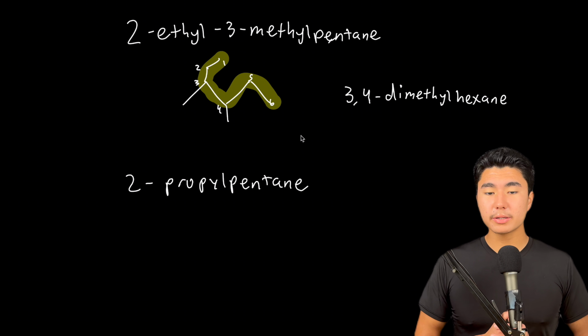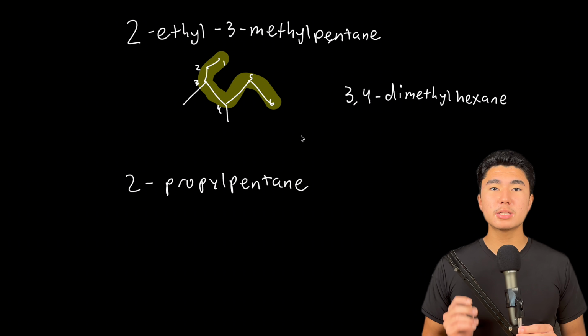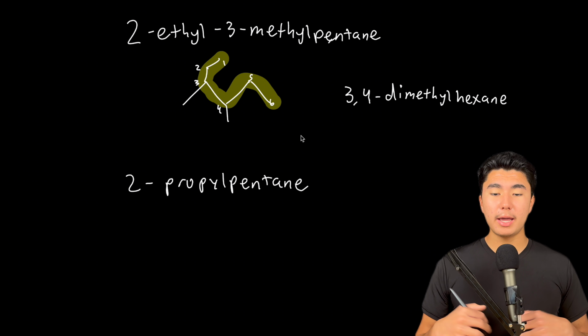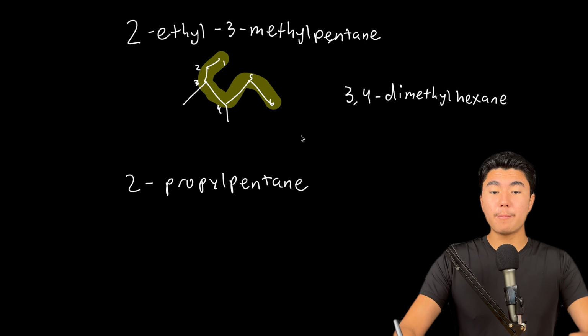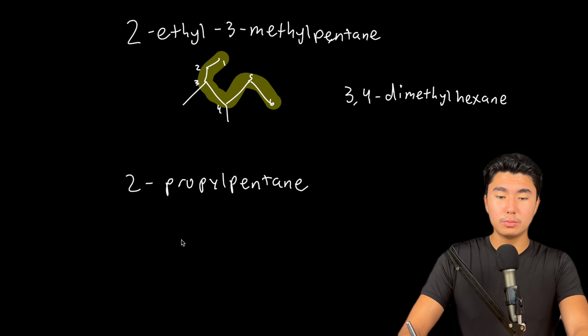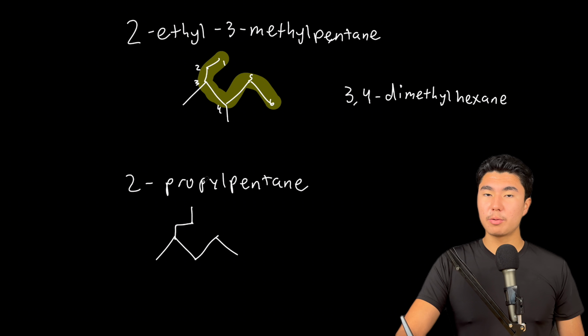All right, so now let's look at this molecule right here, 2-propylpentane, and I want you to pause this video and see if you can find the correct naming as well as drawing out this structure. So we have a pentane. Pentane is going to have 5 carbons, so we have 1, 2, 3, 4, 5. So we have 5 carbons. And at our second carbon, we have a propyl. Propyl is going to be 3 carbons. So that's 1, 2, 3 carbons right there.